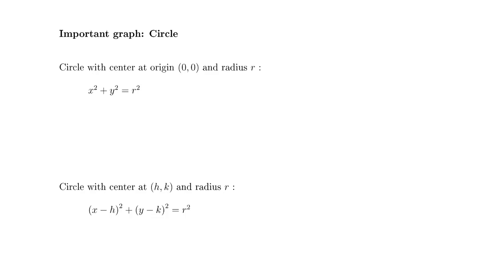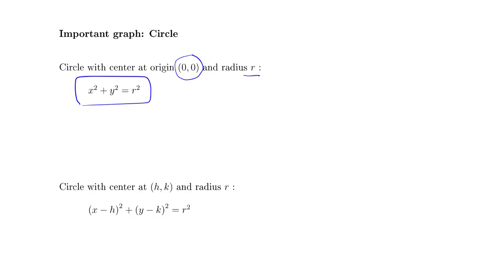All right, so let's take a look at another important graph. We're going to take a look at a bunch of important graphs, and the first one is a circle. So the equation for a circle with center at the origin (0, 0) and radius r is given by x squared plus y squared equals r squared.